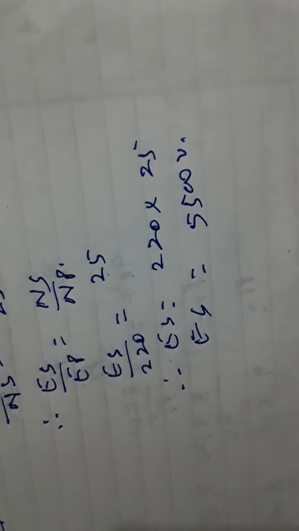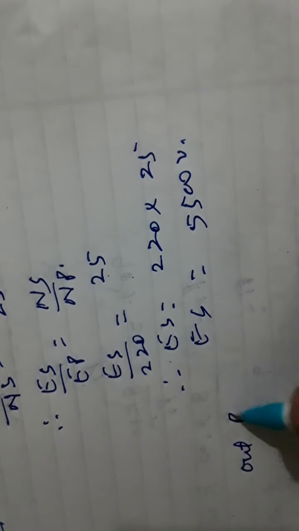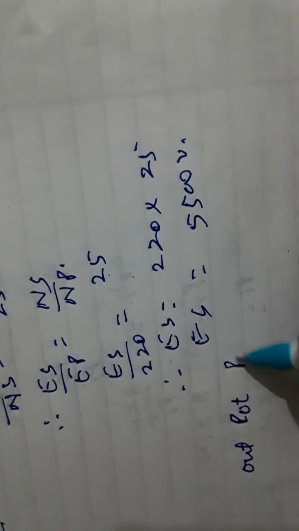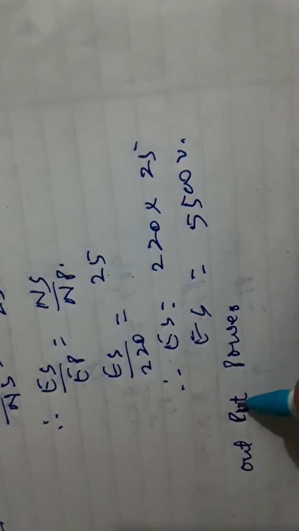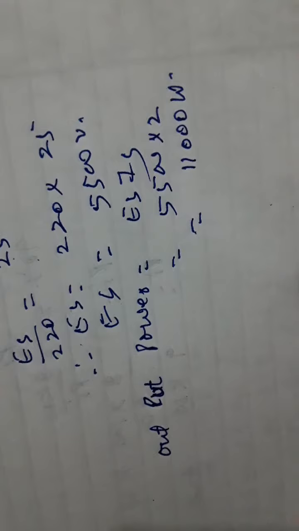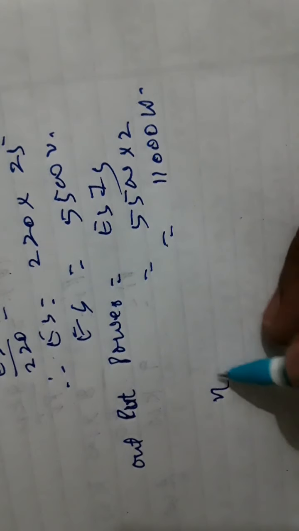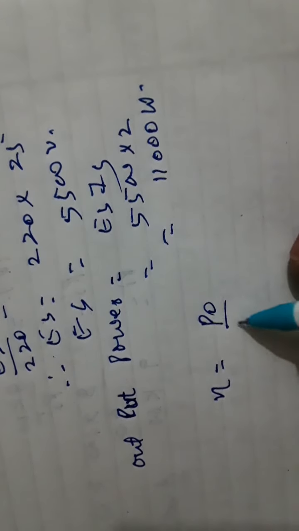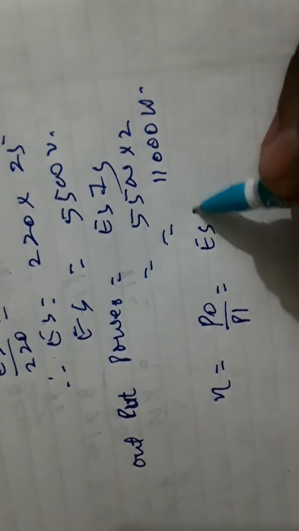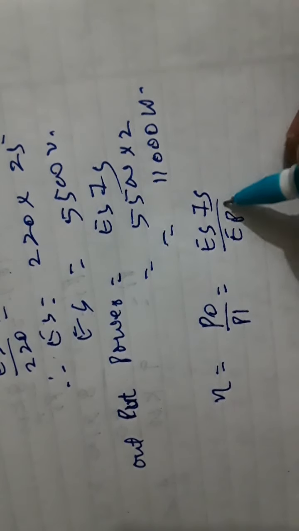Now, output power P is equal to VI. 5500 into 2. It is 11,000 watt. Now, using the relation for the efficiency, output power upon input power, we can write ESIS upon EP into IP.